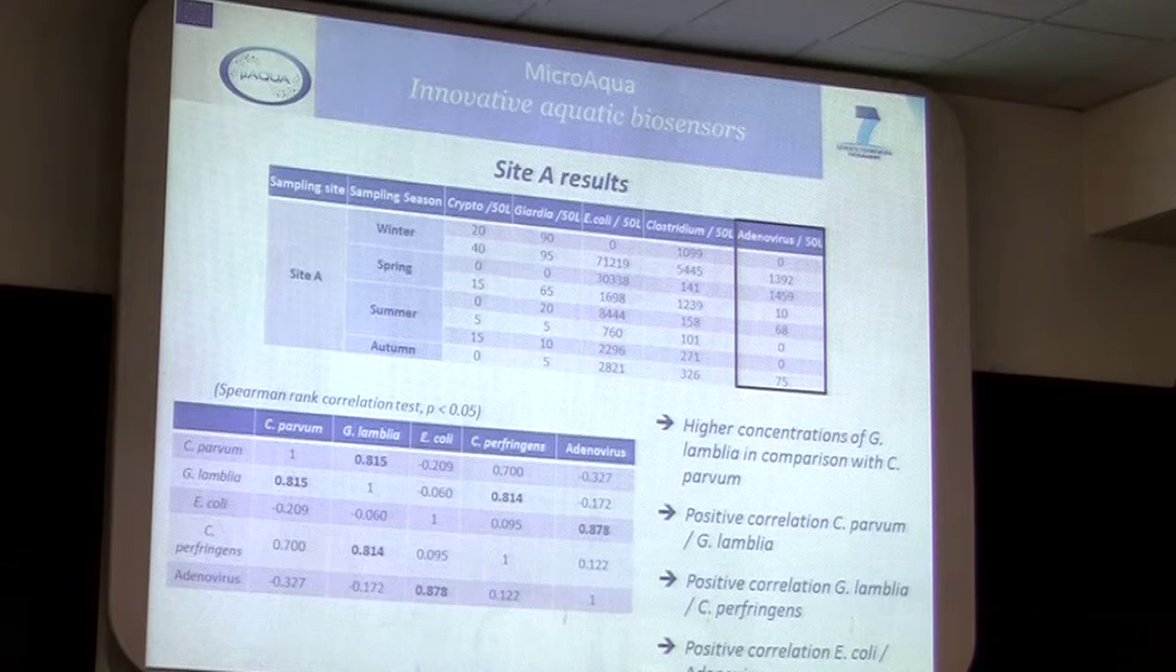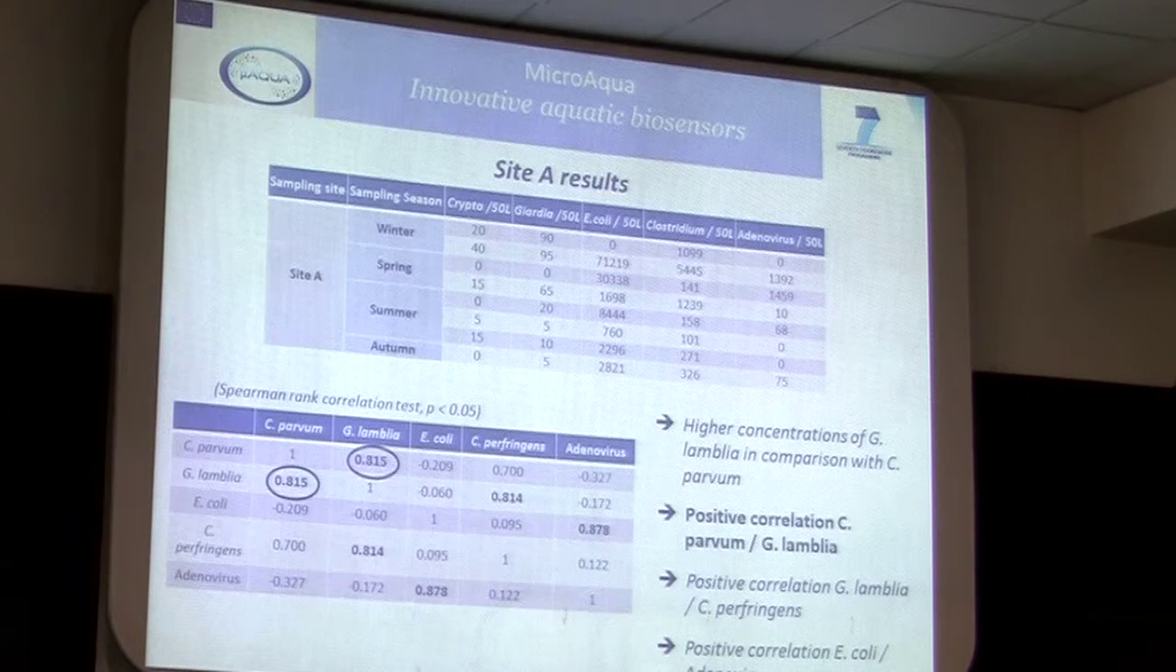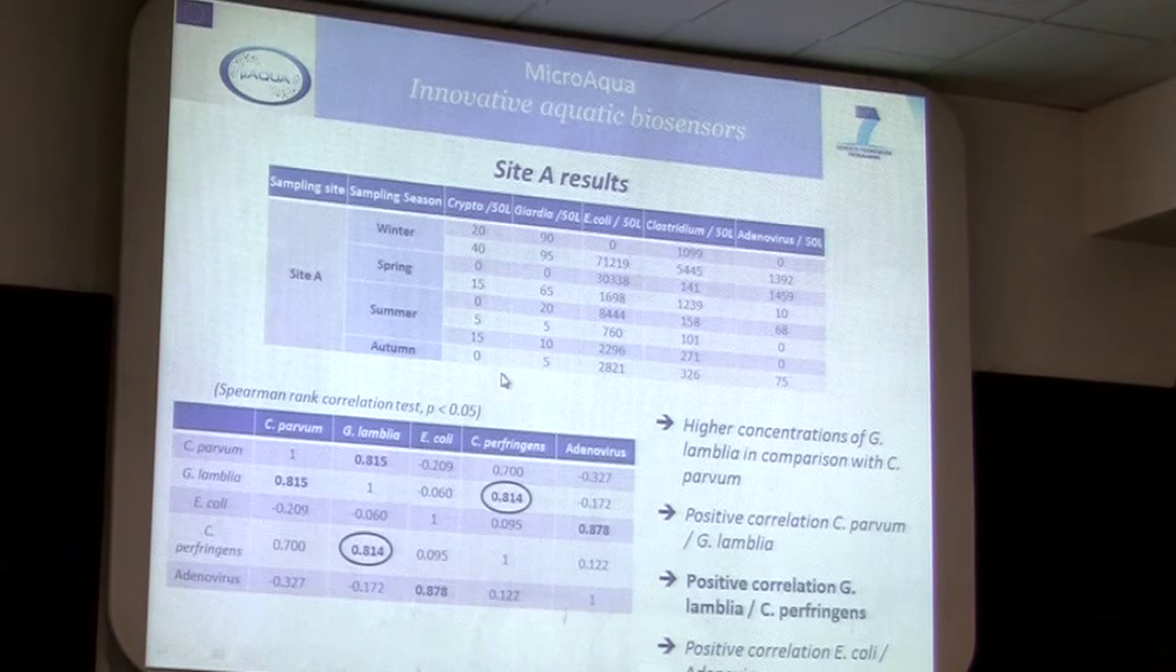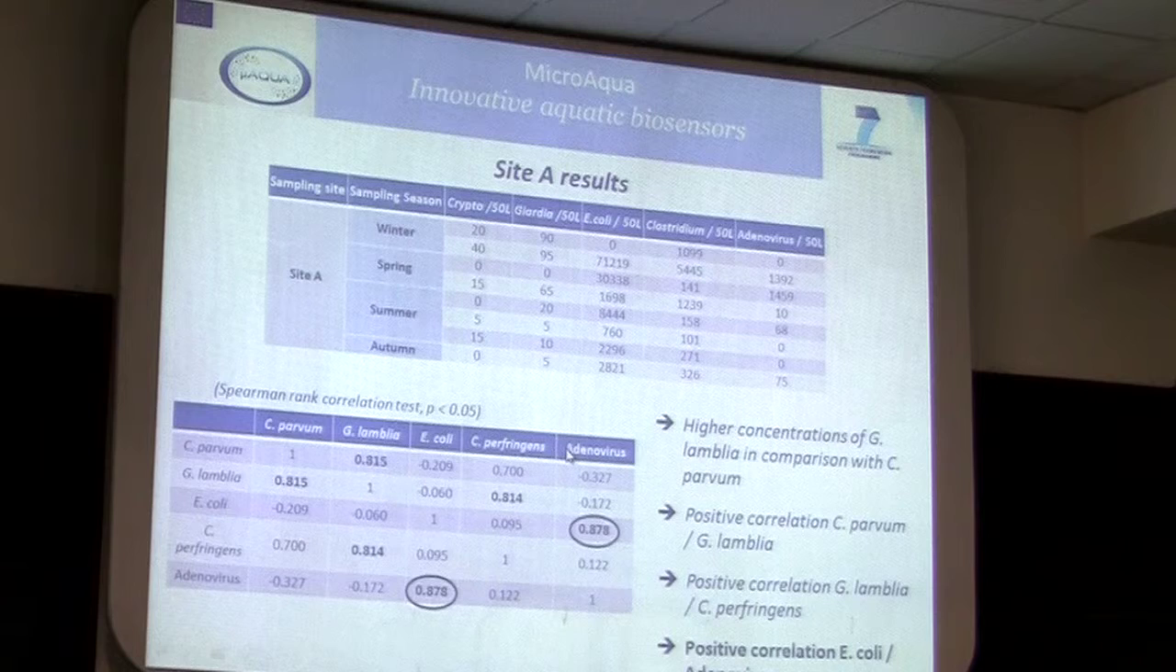A Spearman correlation test was performed, and the second table presents the correlation coefficients obtained for the microbial parameters, with significant correlations in bold. We found a positive correlation between Cryptosporidium parvum and Giardia lamblia, a positive correlation between Giardia lamblia and Clostridium perfringens, and a positive correlation between E. coli and adenovirus. All these correlations suggest a common fecal pollution source.